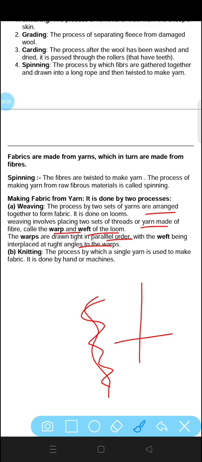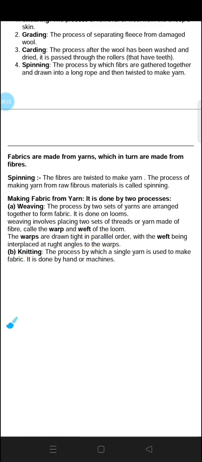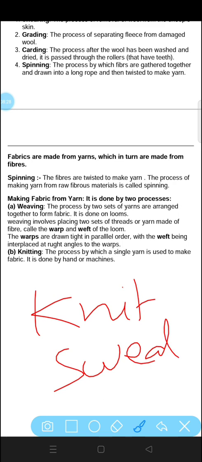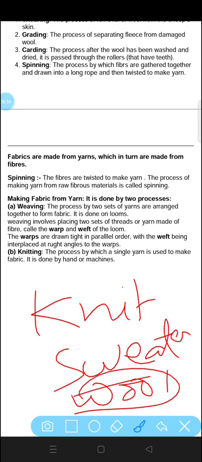Now, last one is knitting. Knitting is a process by which a single yarn is used to make fabric. It is done by hand or machine. Like you can see your mothers or your neighbors who used to knit. They used to knit sweaters. They used to take the wool and then knit the sweaters. The sweaters that you use during winters are knit from a fine thread, or we can say fiber.